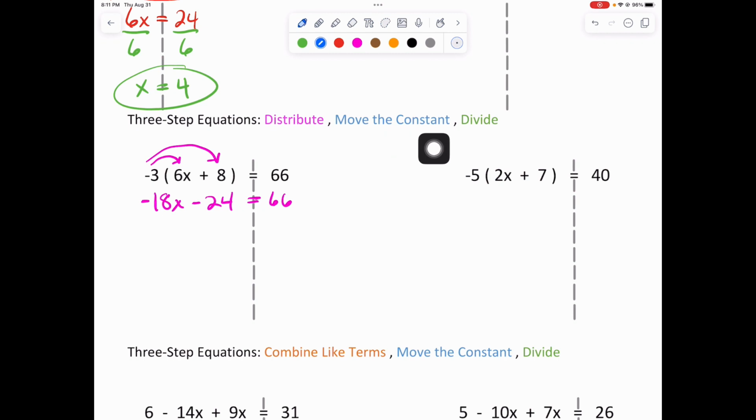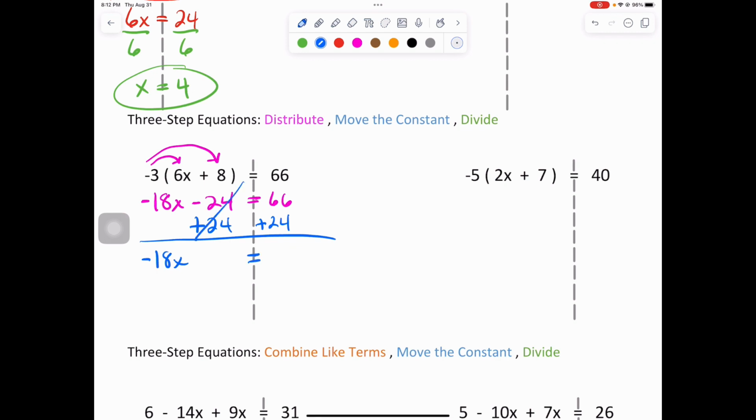Okay, now we will move the constant. Well, we have a constant isolated on this side of the river, and on the other side, we have negative 24 hanging out with negative 18x. We need to get that negative 18x alone, so we will move the negative 24 by adding 24, not just to one side, but yes, wonderful job, both sides of the river. Bring down your negative 18x. Those will cancel. Bring down your equals. 66 plus 24 is 90.